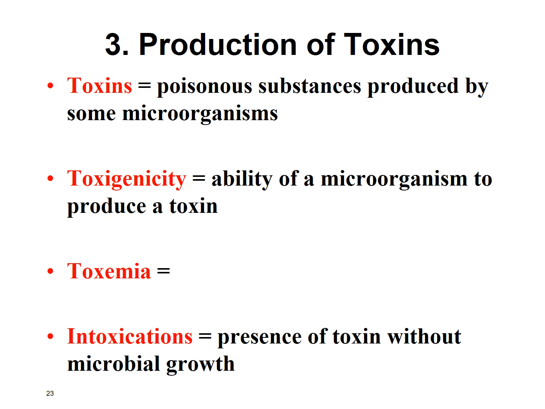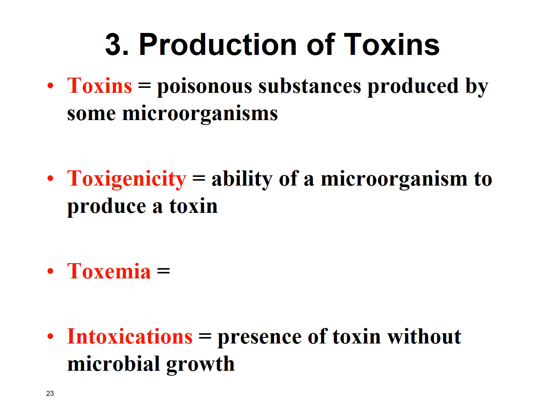So toxins can be produced by some of the microorganisms, and they're poisonous. And just a couple of vocabulary words. We have toxigenicity, which just means the ability of a microorganism to produce a toxin, and not all of them produce toxins, but some do. Toxemia just says that there are toxins in the blood, and that's not a good thing because that means the toxins can spread all over the body and cause more damage.